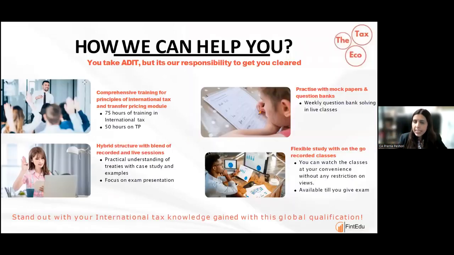Now, how can we help you for ADIT? As I said, we have a comprehensive training for ADIT. It's 75 hours of training in international tax and 50 hours on transfer pricing. There is a hybrid structure with a blend of recorded and live sessions. In the recorded sessions, there will be comprehensive coverage of your syllabus. The live sessions will have question bank solving, and all the recent areas like Pillar 1 and Pillar 2 will get covered through the live sessions so that we can have a discussion with the students.